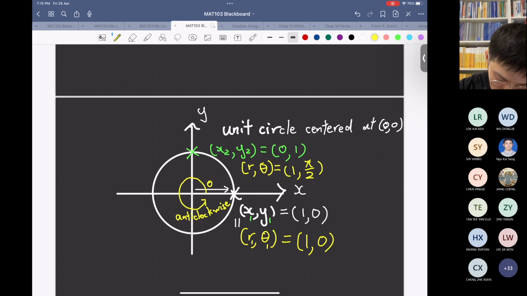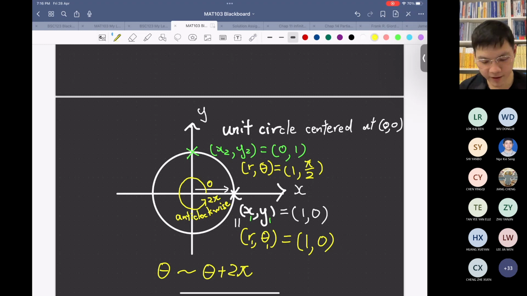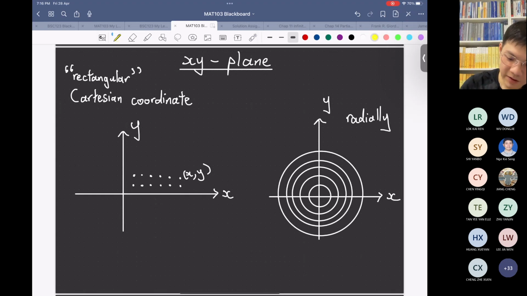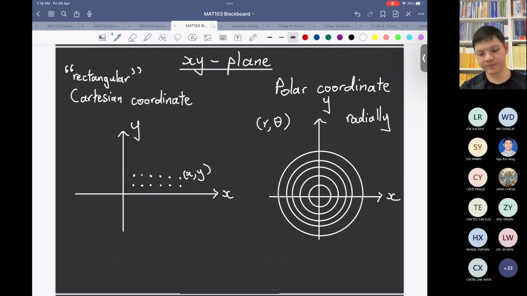Okay, 0 to 2 pi. So when it is 2 pi, it comes back to the same point. So we regard theta and theta plus 2 pi as the same point, in the radial world. So we will call this, actually, there's a name. We already know that this is a radial coordinate, so we call it a polar coordinate, using r and theta.